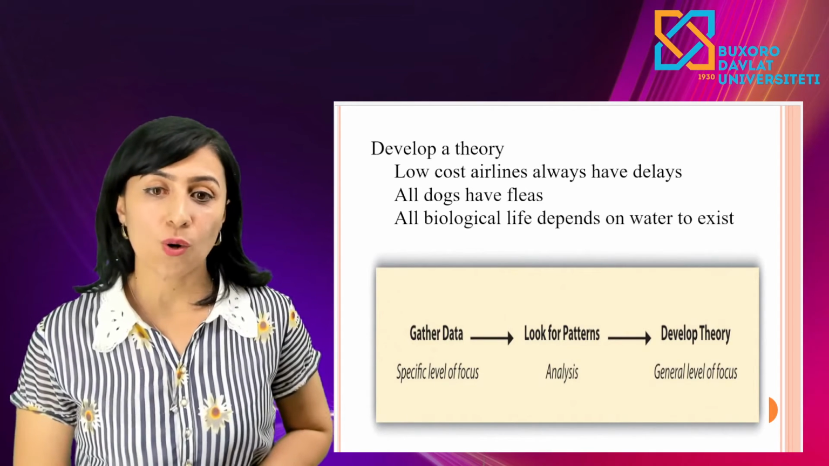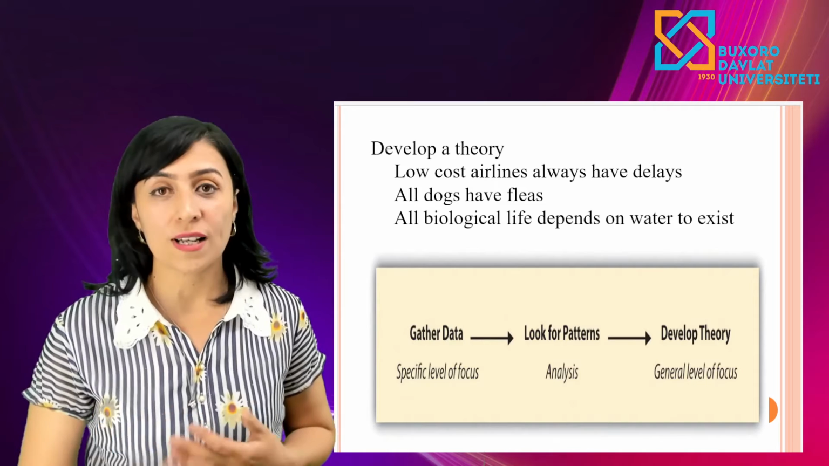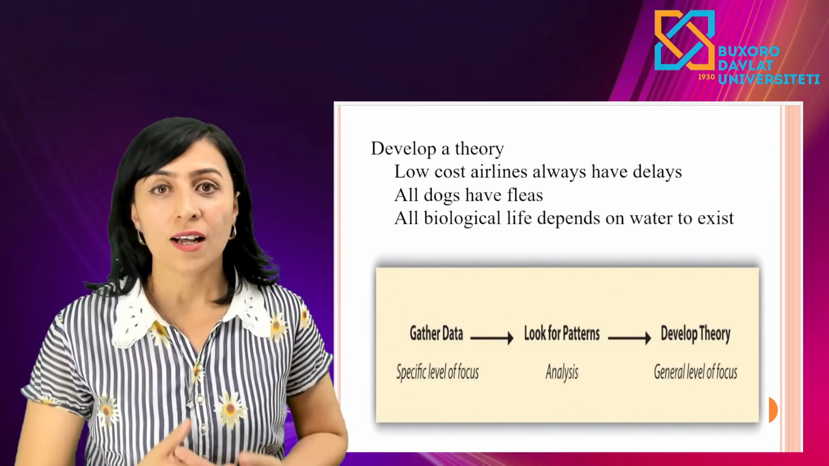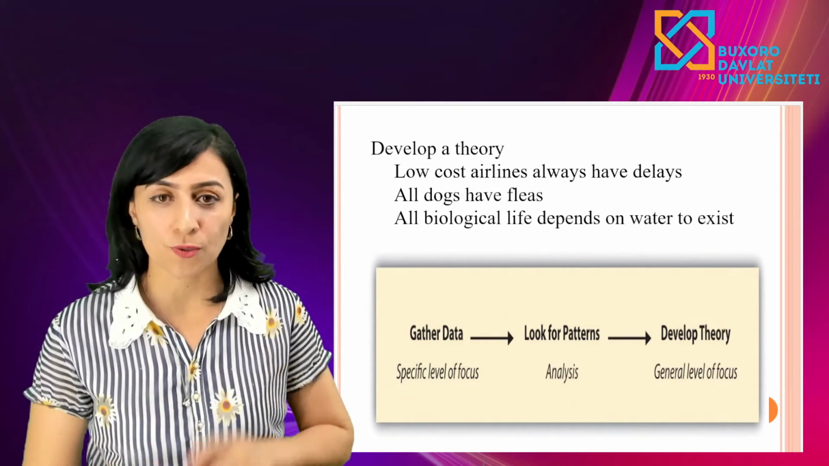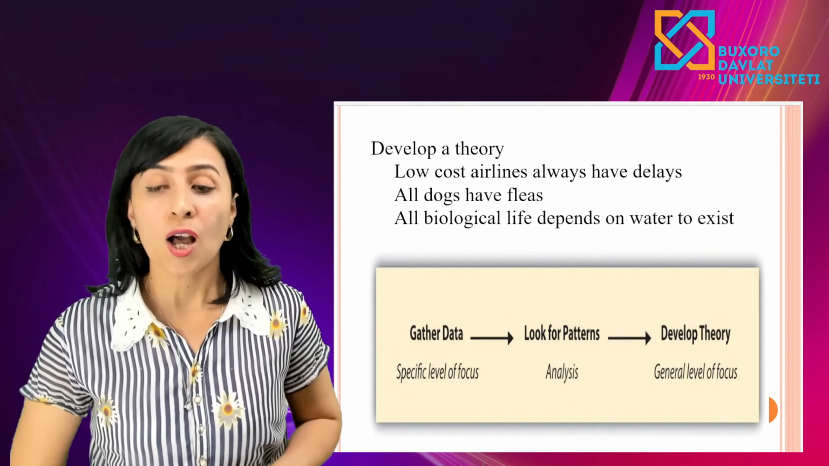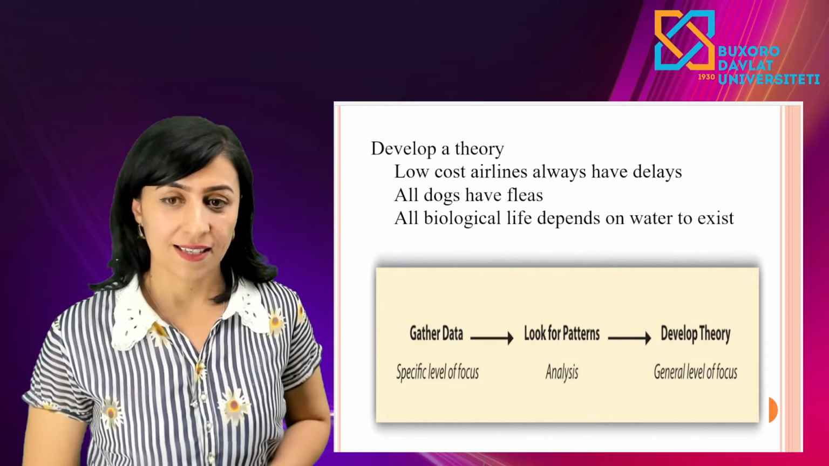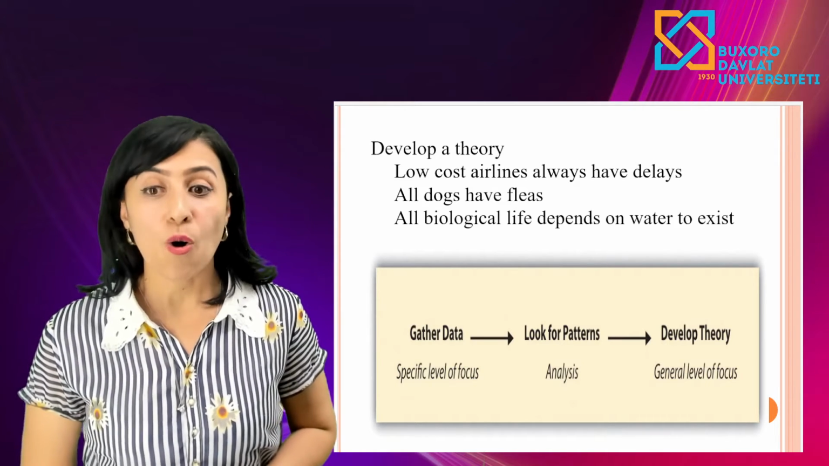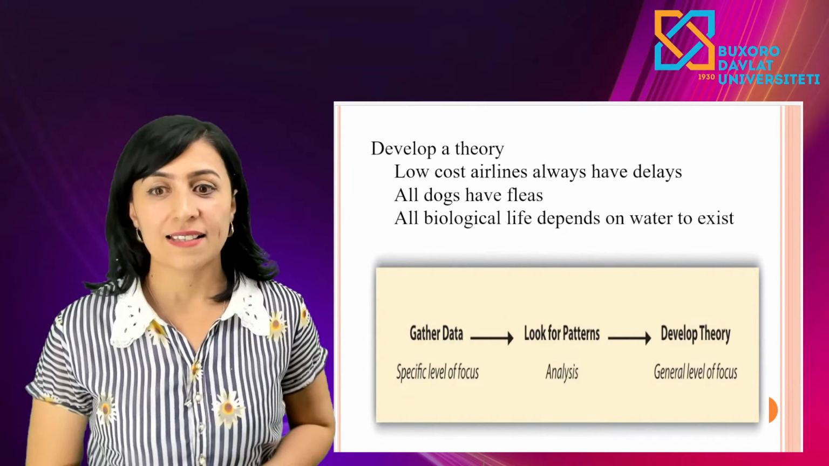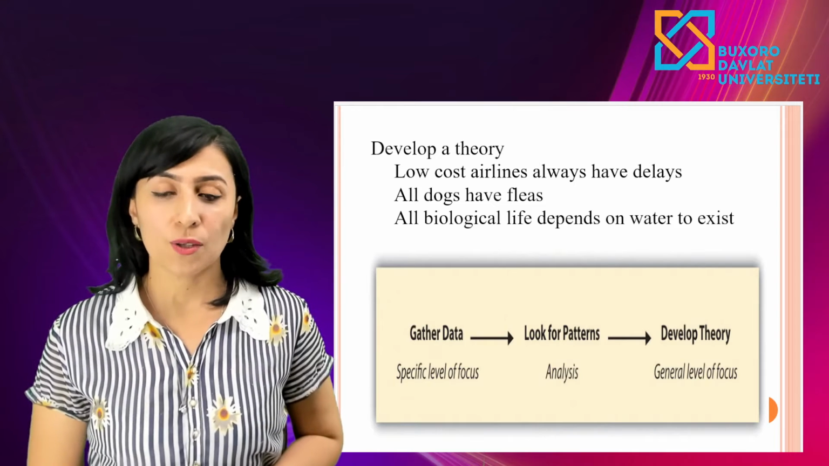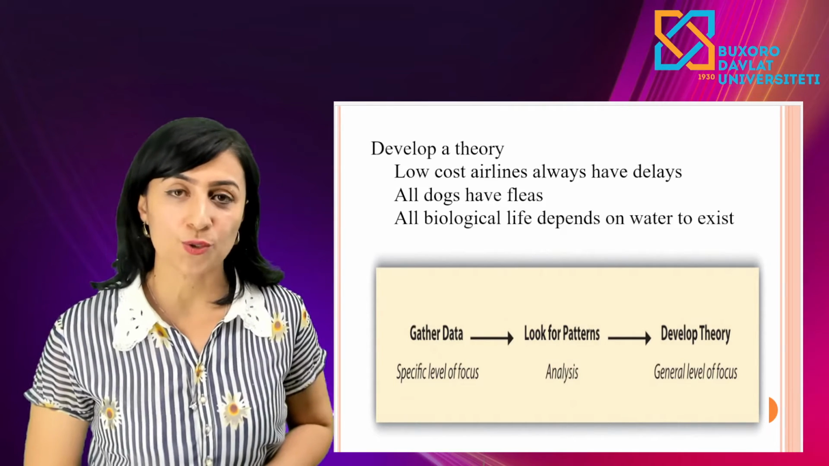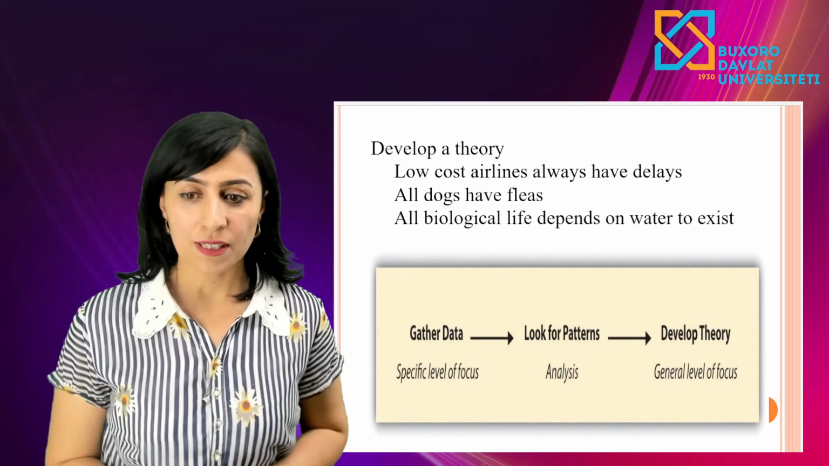Low-cost airlines always have delay. This is your assumption. You have come to this conclusion after observation, after observing a pattern, that all low-cost airlines always have delays. The second example, all dogs have fleas. And the third example, all biological life depends on water to exist. Now in the table it's written here.